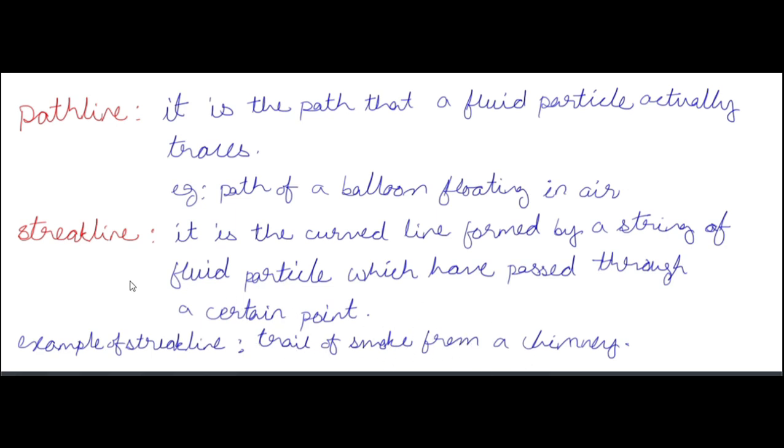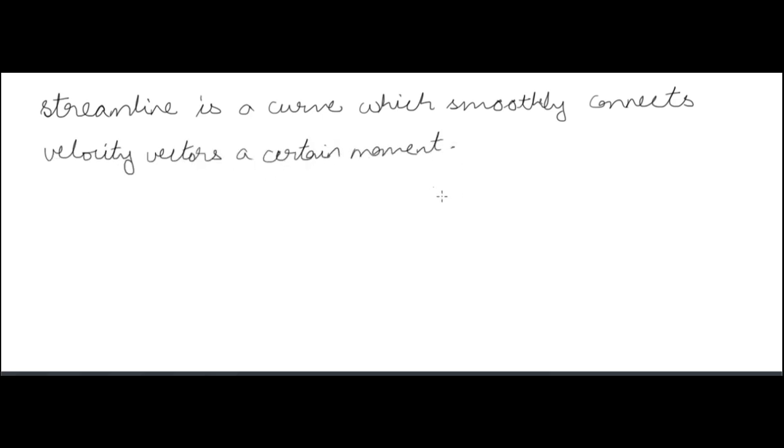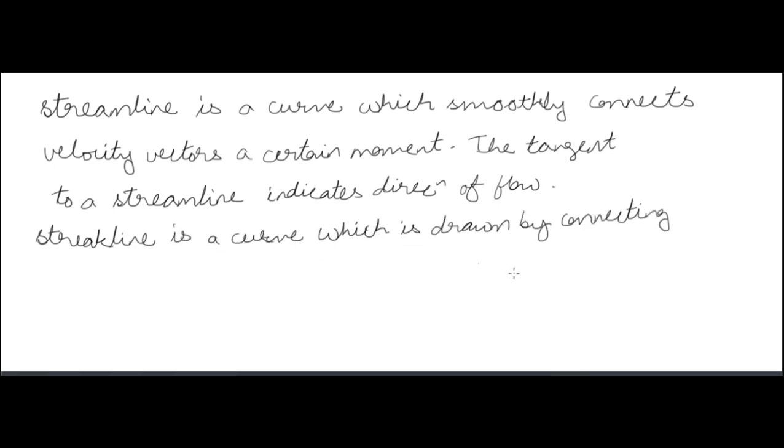We are mainly concerned with the streamline. You have to know these two terms, but the streamline is the most important term here. Once again, a streamline is the curve which smoothly connects the velocity vectors at a certain moment. A tangent to the streamline indicates the direction of the flow, or the direction of the velocity at that point. A streak line is the curve drawn by connecting particles' points in space.